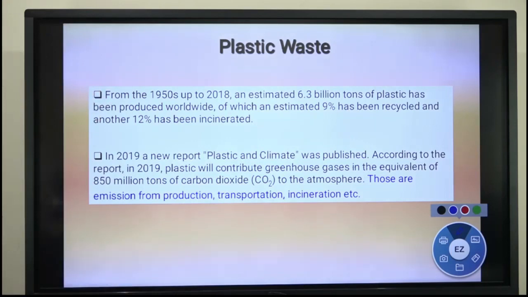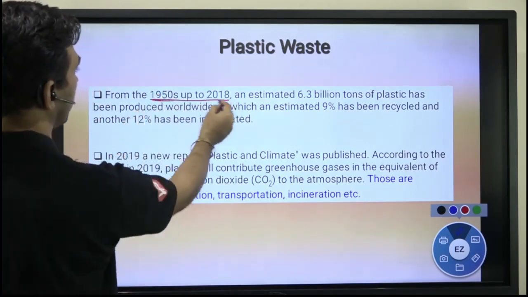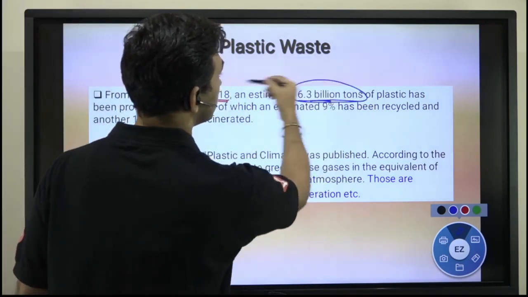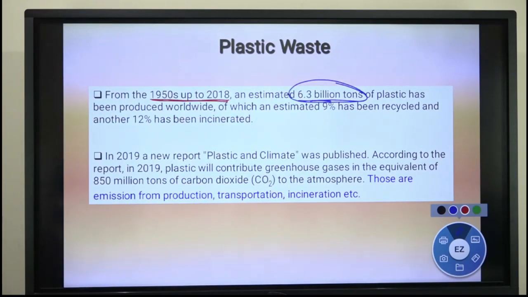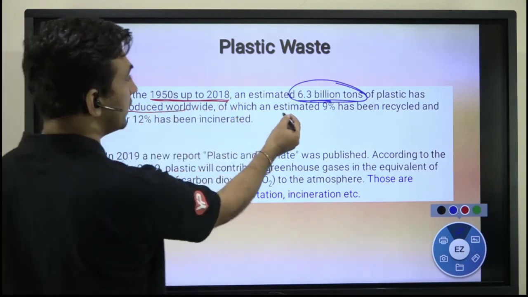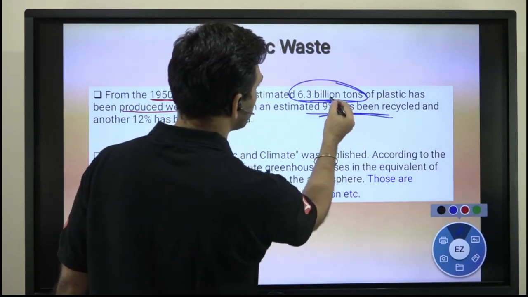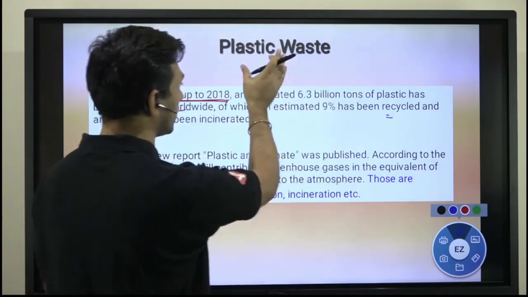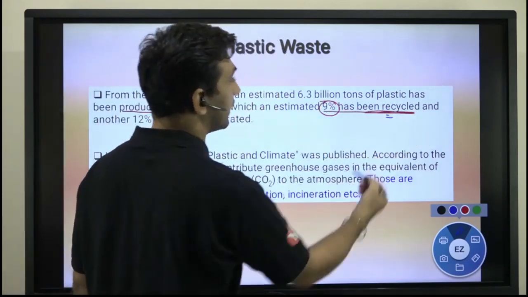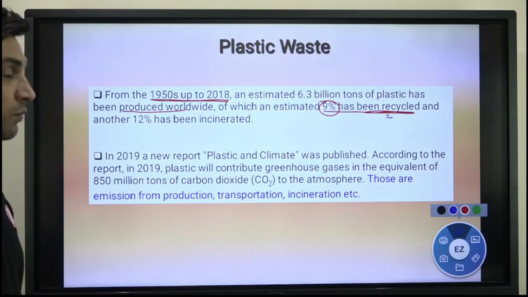For example, if you talk about the period from 1950s to 2018, an estimated 6.3 billion tons. You can simply imagine 1 billion equal to 100 crores. Then tons, 1 ton is 1000 kg. You can think of it like 630 crores tons of plastic has been produced worldwide, of which an estimated only 9%, मतलब इस period में, out of the total waste which has been generated, only about 9% has been recycled. Again, दोबारा उसको use किया है हमने for some other purpose.